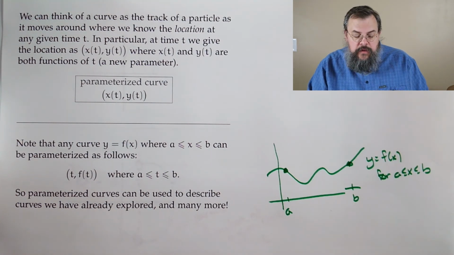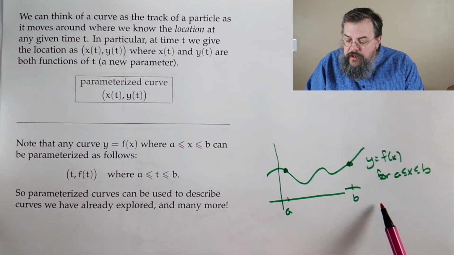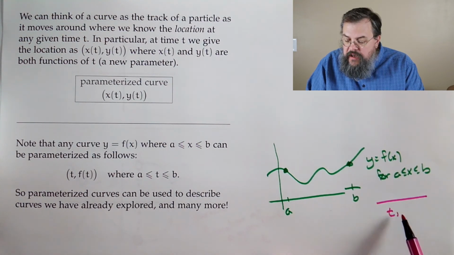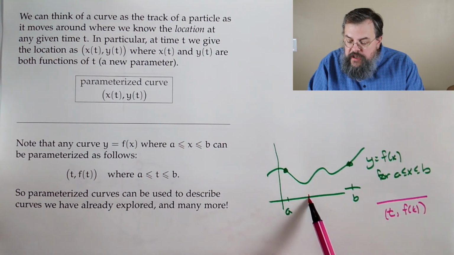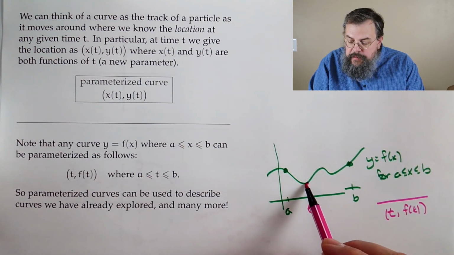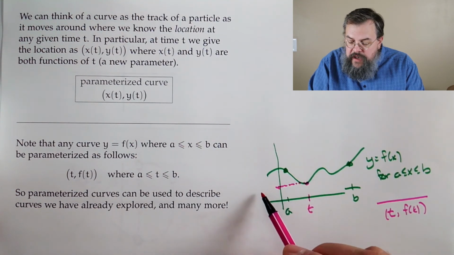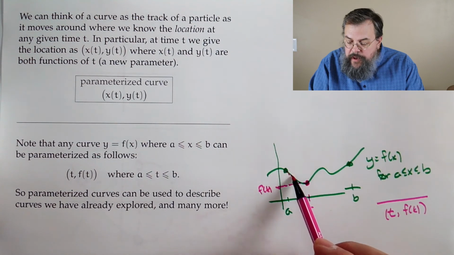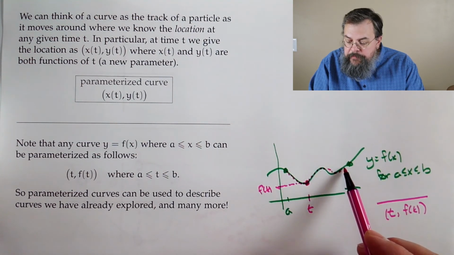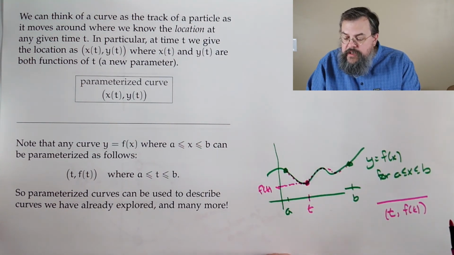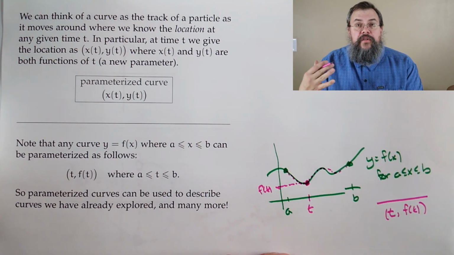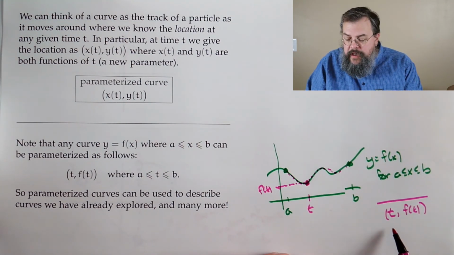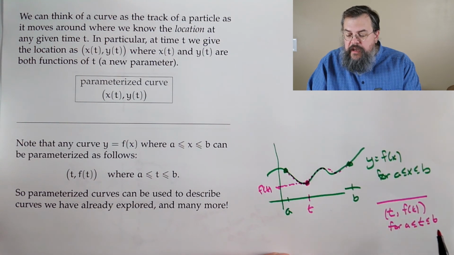But now we say, hey, if we think about it in terms of a parameterization, we'll let our x value just be t, and our y value will be f of t. So if you pick any value for t, here's t, then up here, here's our f of t, and lo and behold, that's our point. So we can think of it as this particle moving along. And of course, we're not done, because we really should say where we start and stop. And we start and stop for a less than or equal to t less than or equal to b.